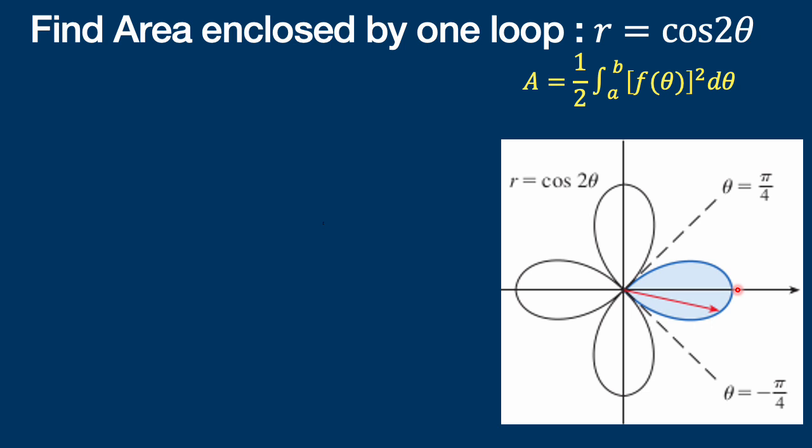It starts at theta equals 0 and goes to theta equals pi over 4, because if you plug in theta equals pi over 4 here, that's cosine of pi over 2, so r equals 0. So at theta equals pi over 4, r equals 0. That's here, 0 and pi over 4, where r is 0. The other side is symmetric, so here is theta equals minus pi over 4.